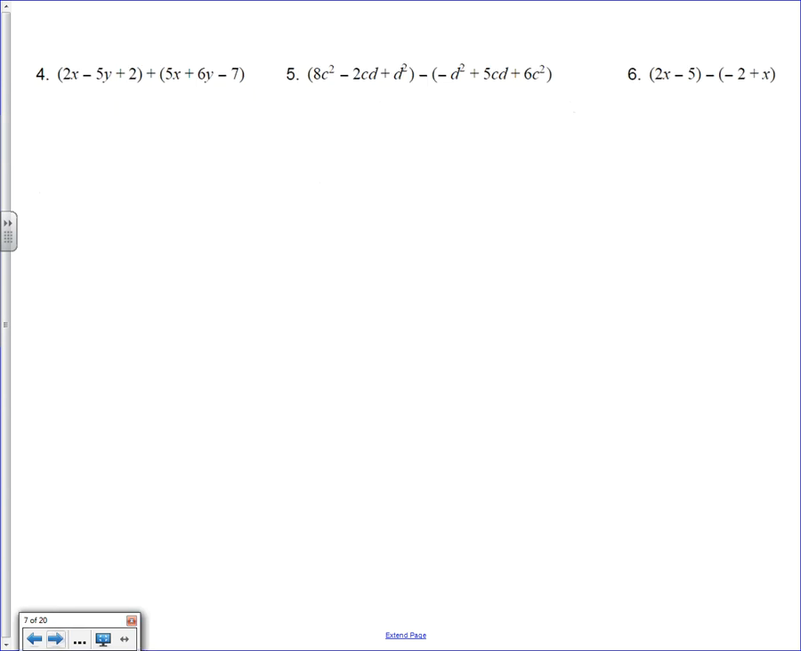Who's up for number 4? Okay, Savannah. We are adding this time. What do you get for your x's? What do you get for your y's? And what do you get for your constant? Oh, there we go. Negative 5. Wonderful. Who's next?